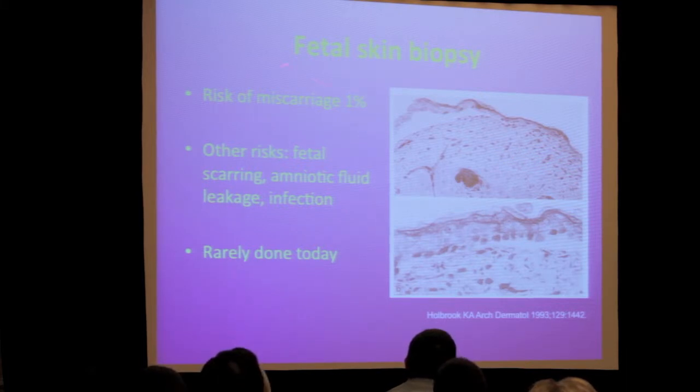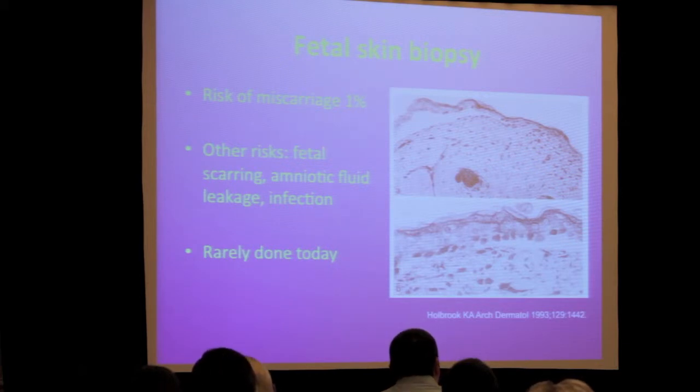And here's one of those early tissue specimens, and you can see that this was a diagnosis of junctional EB. The cleavage plane is through the junction with the epidermis on top. And this fetal skin biopsy is rarely done today. It is still done rarely for reasons that Dr. Cristiano talked about, and that is that a lot of the mutations in EB are personalized family mutations.